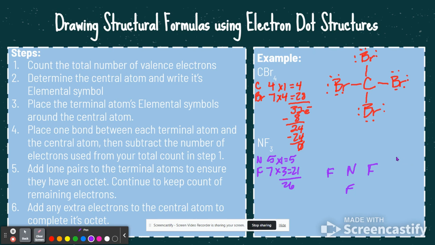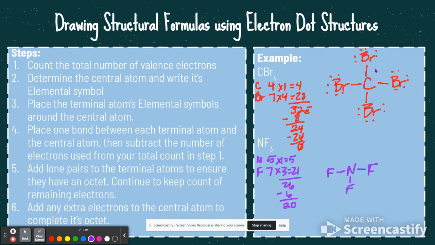All right, the next step is to add a bond to everybody, okay? Connect them all, all right? So all to the central atom, that is. 1, 2, 3 bonds, all right? And that's 2, 4, 6 electrons. So I'm going to take those 6 electrons away from my total, and I'm going to be down to 20 electrons left. So then I'm already down to step 5, add lone pairs to those terminal atoms first, right?